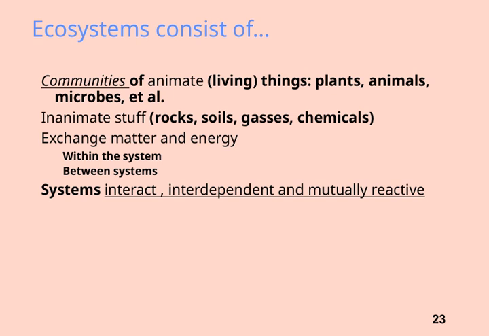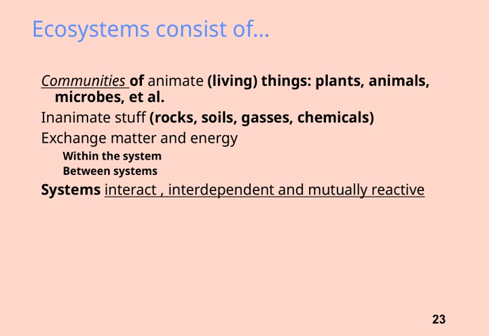A key point to understand is that ecosystems are dynamic because they exchange matter and energy. This exchange happens within the system itself. Think of how plants take in carbon dioxide and release oxygen, or how nutrients cycle through the soil and water. But it's not limited to just within one ecosystem. These exchanges also occur between different systems, connecting the larger environment.